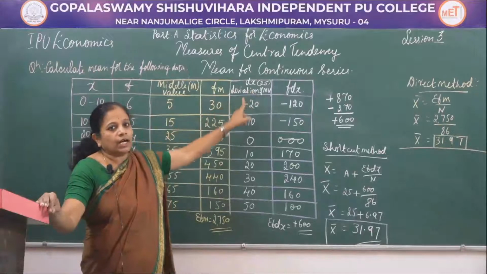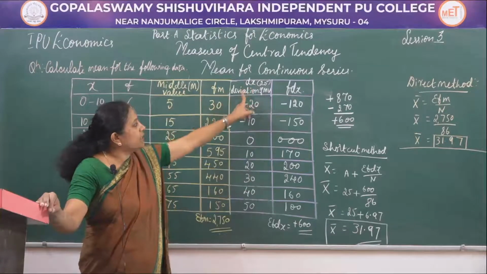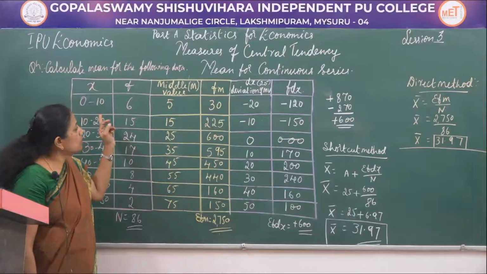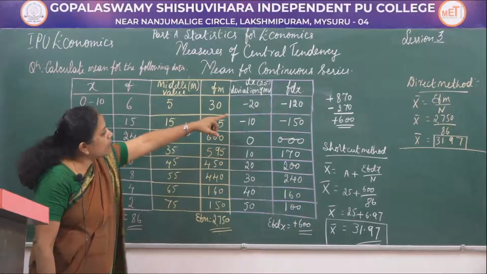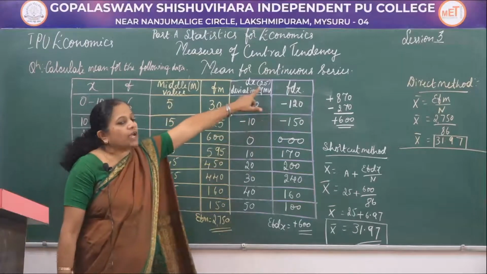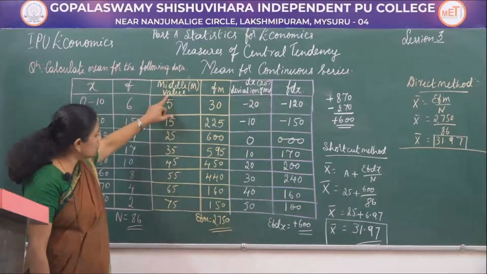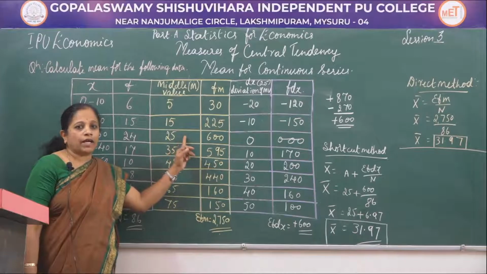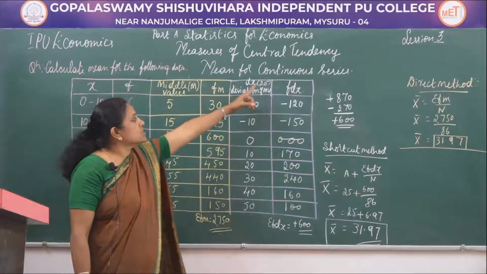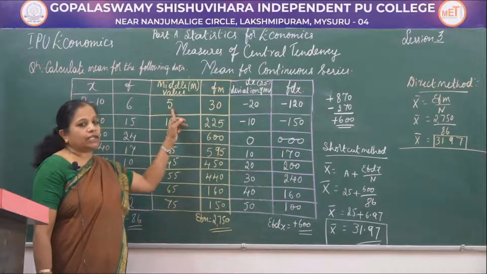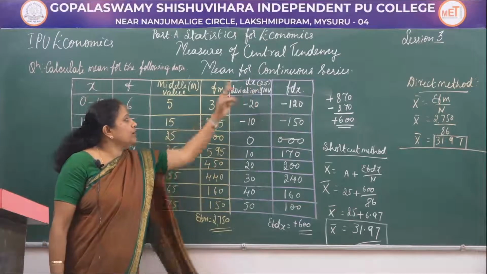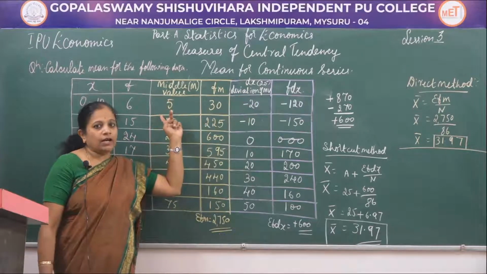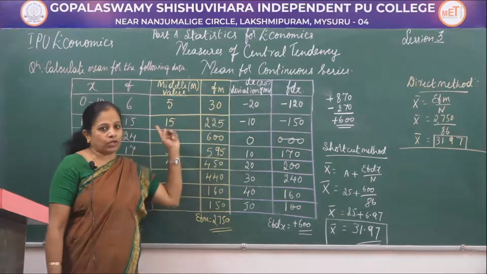We have to write the dx. dx is nothing but the deviation of the middle value from the assumed mean. The deviation of the middle value is written here. Here we have taken 25 as the assumed mean, selected from among the middle values. So from 25 we go on deducting these middle values. 25 minus 5 is minus 20, because 25 is higher than 5, or the value of 25 is more than 5.